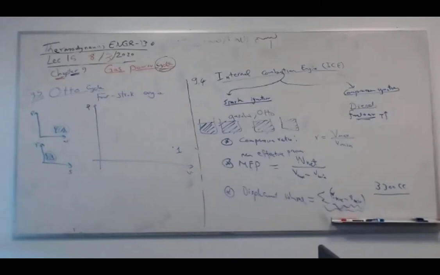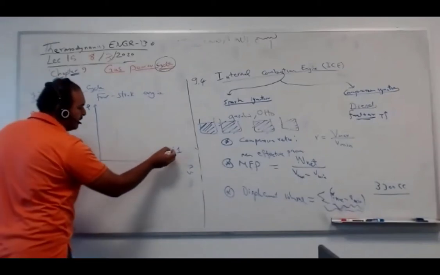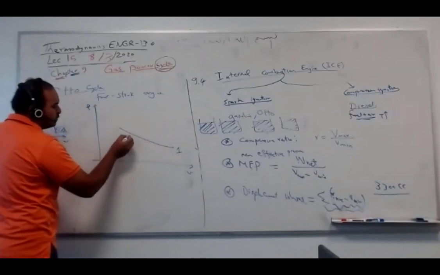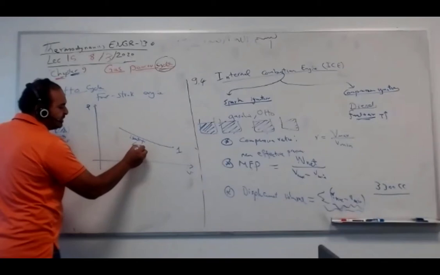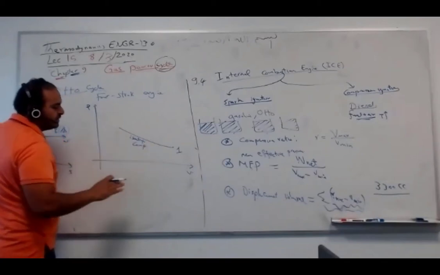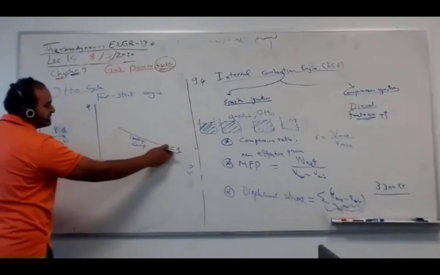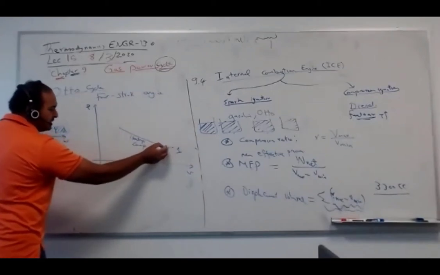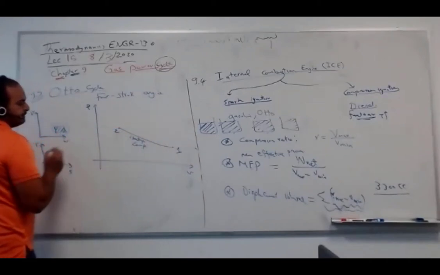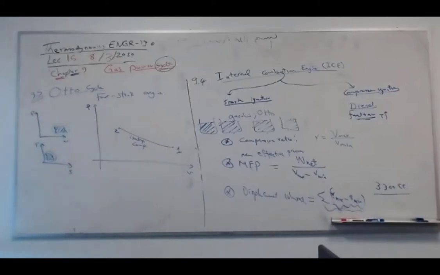We have isentropic compression. It means pressure increases and volume decreases, and it's isentropic. This is a constant entropy line until point 2. So from 1 to 2 for an Otto cycle is constant entropy, which is isentropic compression. We're going to describe this in detail now.